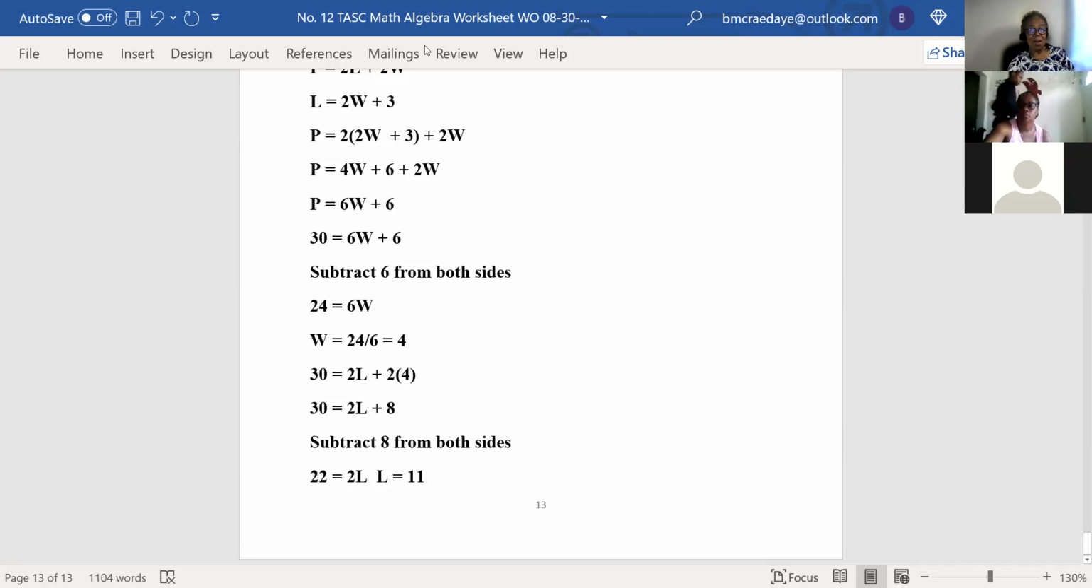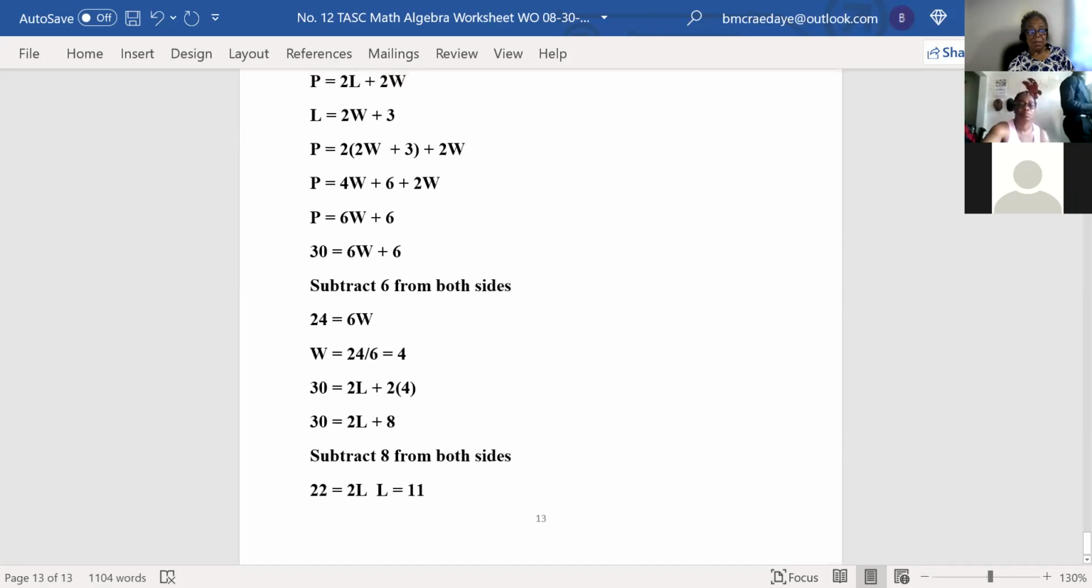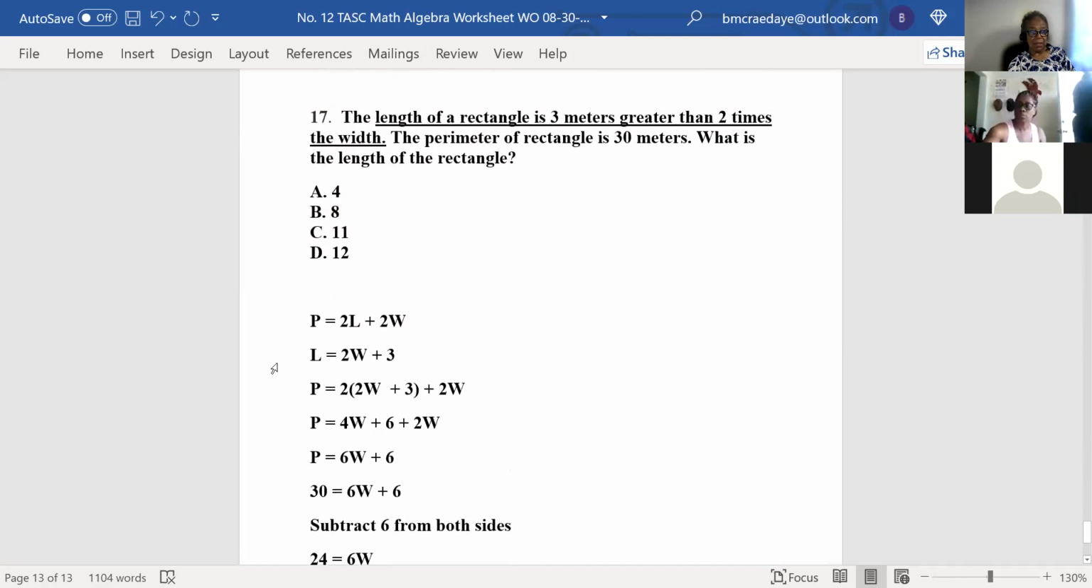Now remember, this all started from the definition of perimeter for a rectangle: 2 lengths plus 2 widths. And the length is 3 meters greater than 2 times the width. That's add 3 to 2 times the width. Substitute this 2 width plus 3 in for L. Now you just have W. Simplify this: 4W plus 6.